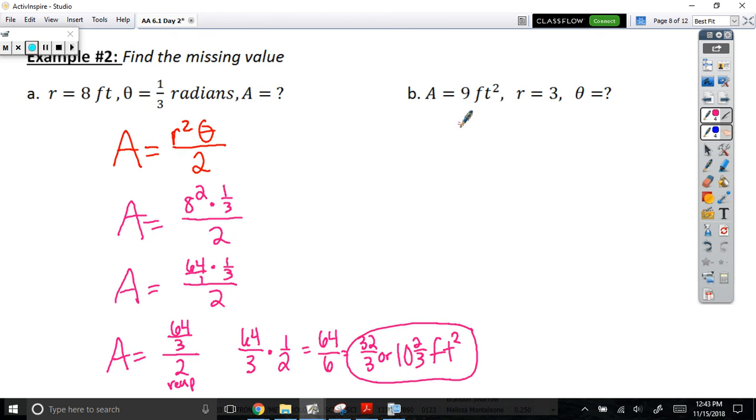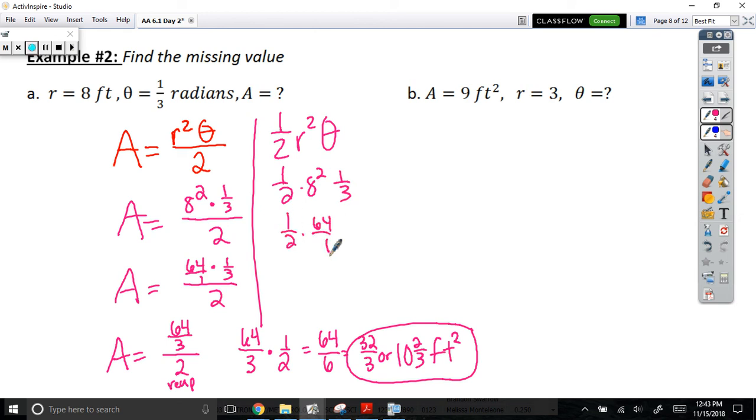Let me show it the other way because it was easier that way. Didn't tell me to round, so what do you mean just put it in your calculator? To get 10.7? 64 times 1/3. Yeah. Now, if you did it the other way, using the other formula, you'll get 1/2 times 8 squared times 1/3. So then you just get 1/2 times 64 over 1 times 1/3, which will get you your 64 sixths. Just multiply across the top.